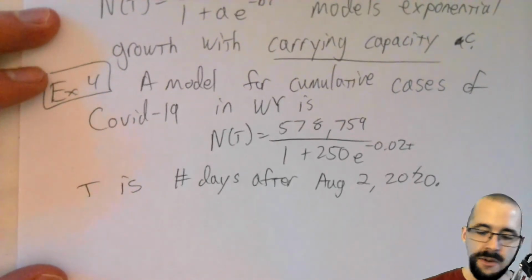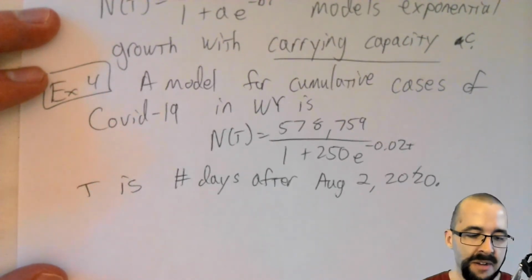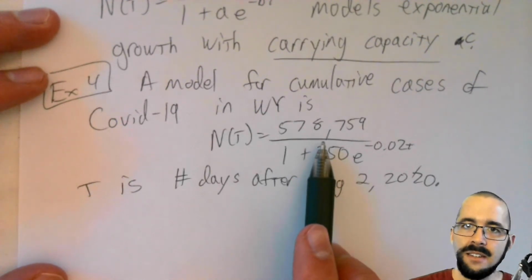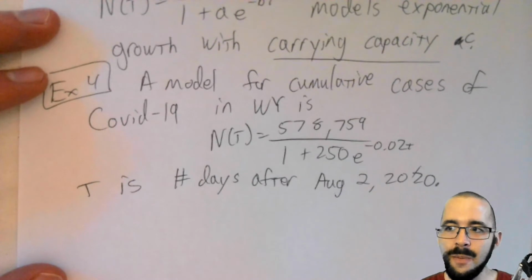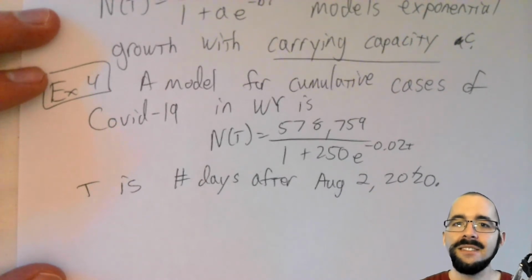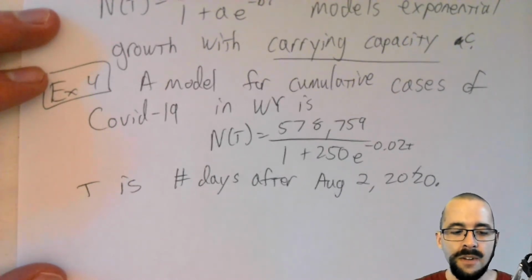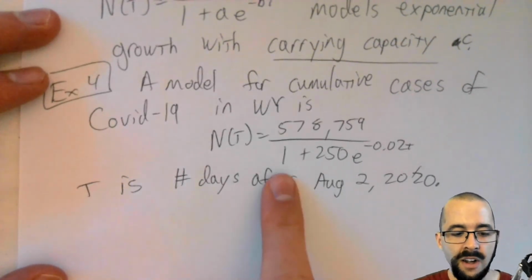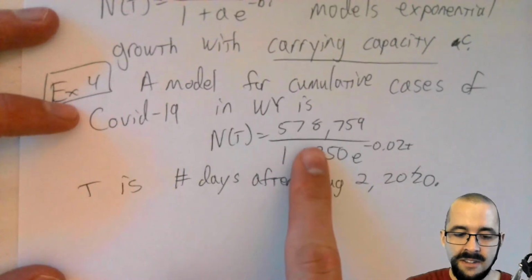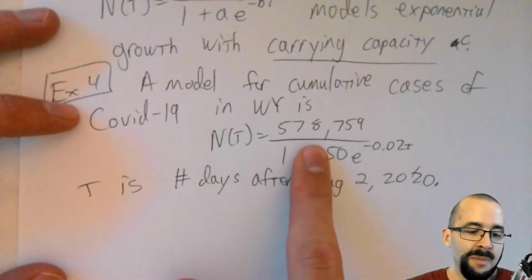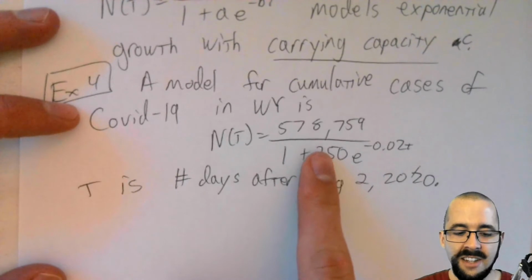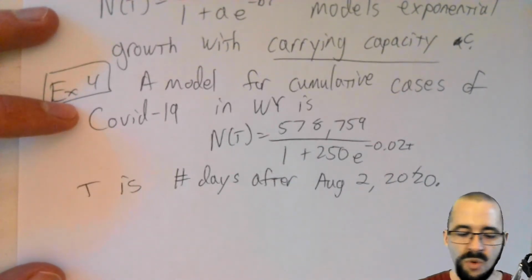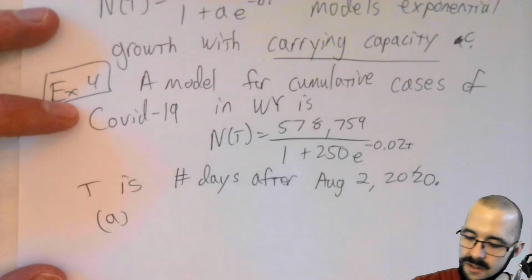Okay, so I'm going to ask you some questions about this model as well. And again, look at the numerator. Numerator is the carrying capacity. Okay, what is carrying capacity? Carrying capacity is how many people could theoretically get it in the long run. So for a model in Wyoming, this is the most recent population of Wyoming that I Googled, 578,759 people. Okay. So we're going to ask some questions about this and use this model.